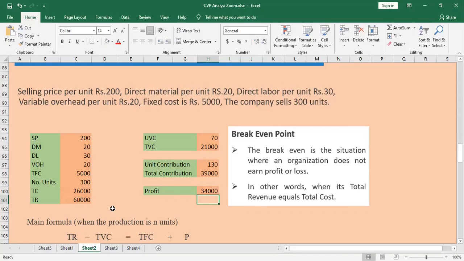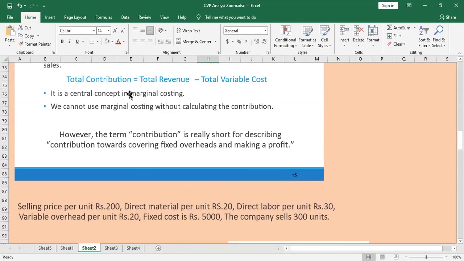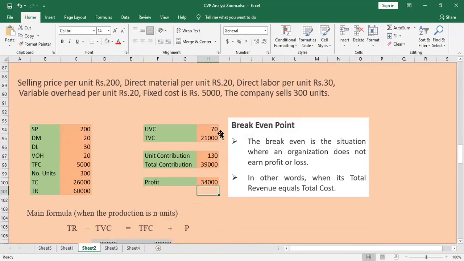And there's another way that we can calculate the profit, since we have already calculated total contribution. You know how you calculate the total contribution? Total contribution is equal to total revenue minus total variable cost. Then if you remove fixed cost out of the total contribution, you can arrive at the profit. Now we have 39,000 as the total contribution minus fixed cost of 5,000 rupees. So you get the same answer, 34,000.